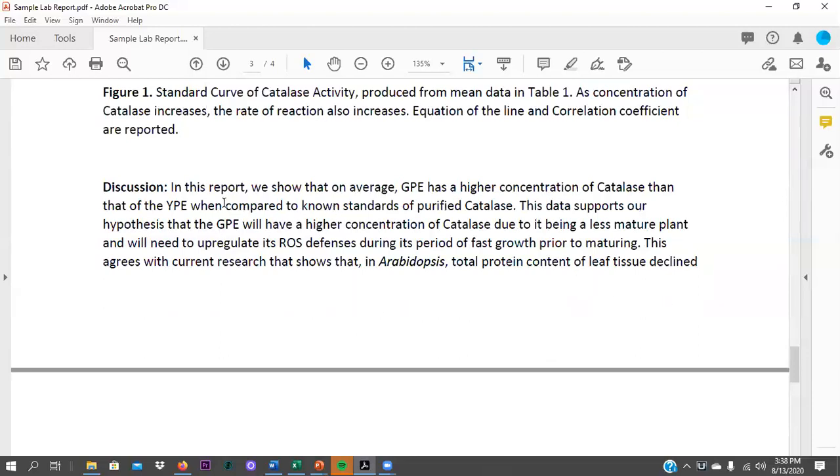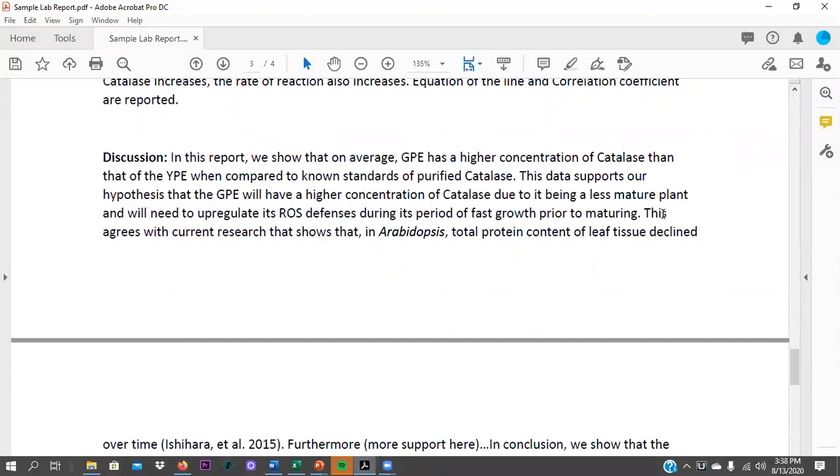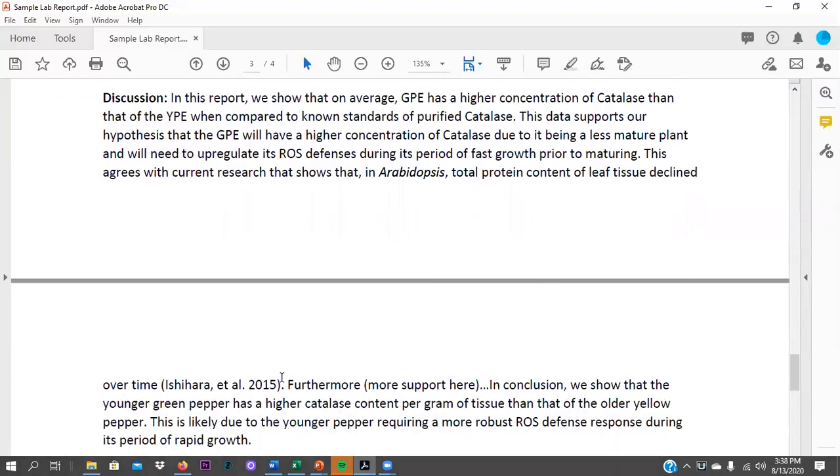Here, I show a quick summary of our results. In this report, we show that on average, green pepper extract has a higher concentration than that of yellow pepper. This data supports our hypothesis that green pepper will have a higher concentration, and we give our reasoning. If your hypothesis is supported, you can provide additional sources to further support this data. Here, I say these results agree with current research that shows that in this plant, total protein content declined over time, and I provide my citation.